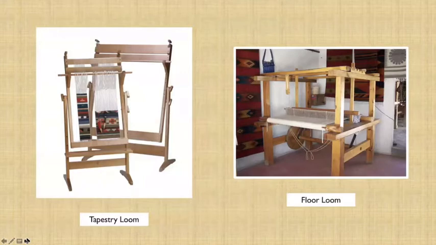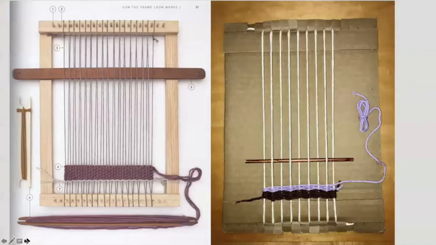Other looms, like tapestry looms or floor looms, are larger and meant to stay in one place, like a home or a workshop. All looms, including the cardboard looms we'll be working with today, share the same characteristics. The most important feature of any loom are the warp threads, which stretch from the top of the loom to the bottom. Warp threads provide the foundation of every weaving.